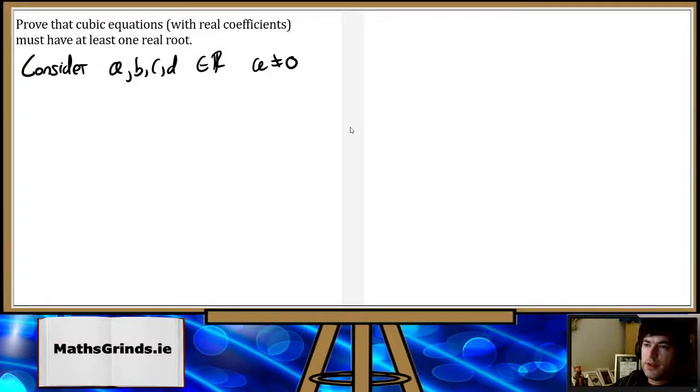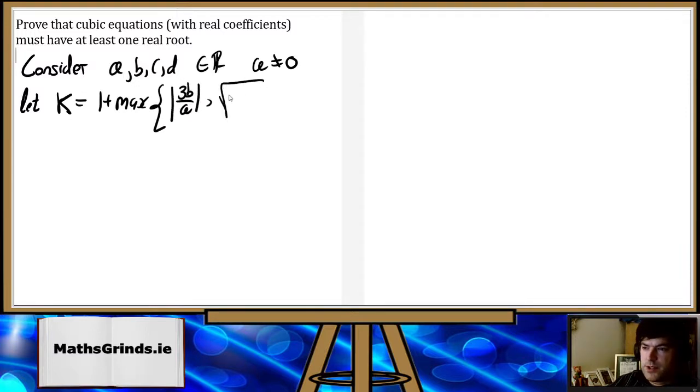Okay, so prove that cubic equations must have at least one real root. So consider a, b, c, d, which are real, and a is not 0. Let k equal 1 plus the maximum of absolute 3b over a, square root absolute 3c over a, and then cube root absolute 3d over a.